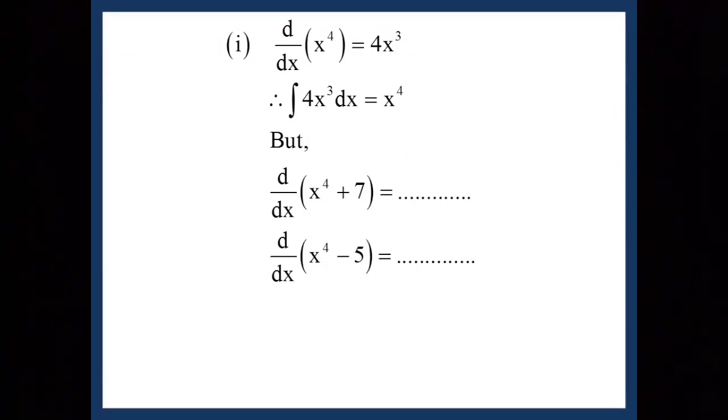Now d/dx of x raised to 4 is 4x cube. Therefore integral 4x cube dx is x raised to 4. But what is d/dx of x raised to 4 plus 7? It is again 4x cube. What is d/dx of x raised to 4 minus 5? It is again 4x cube. Why is this so? Because the derivative of any constant is 0.